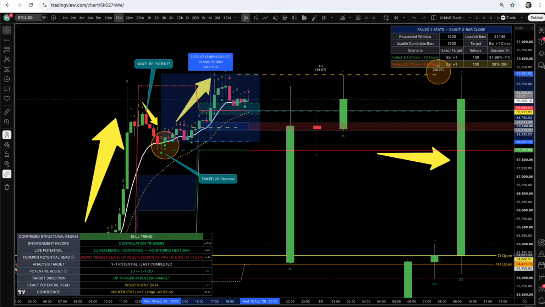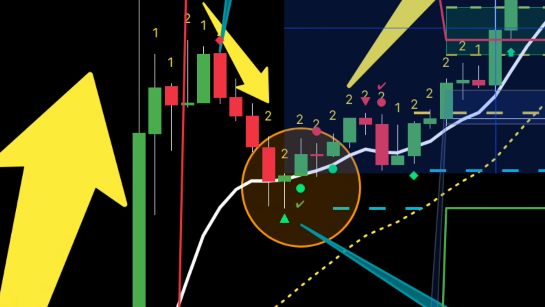So I'm not chasing the move. I'm waiting for the lower time frame to come back to me. And that's exactly what happens here. After this move higher, Bitcoin pulls back and gives us a 2-down. Remember what a 2-down means. Price has taken out the low of the previous candle. So now the lower time frame is moving down against that green higher time frame environment. This is what I was waiting for.